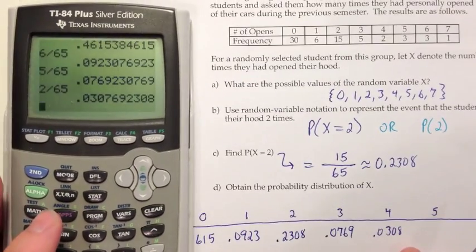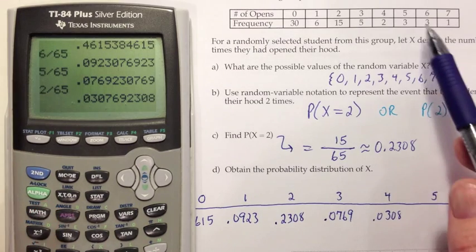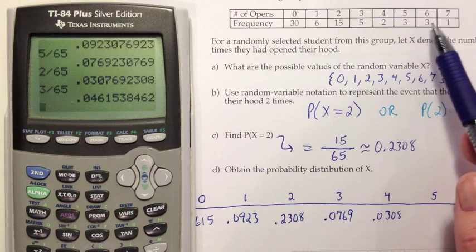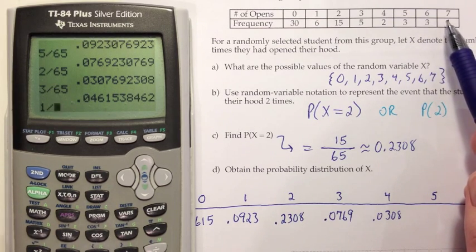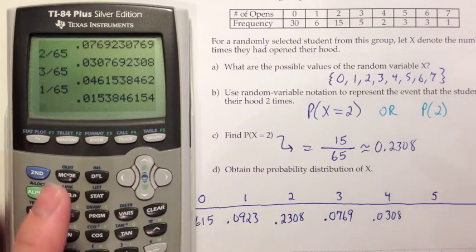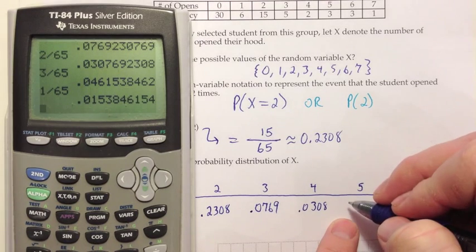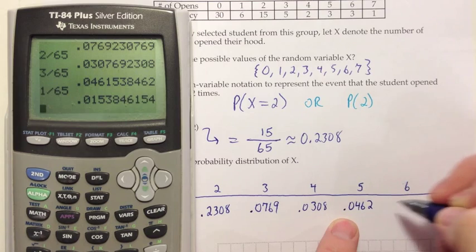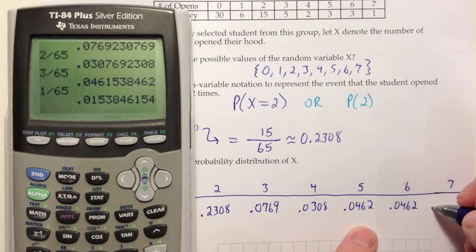And then we have a few more to calculate, so let me go ahead and do that real quick. So 5 hood opens happened 3 times, and that's the same as the probability of 6, so I don't need to calculate it again. And 7 hood openings only happened once. So then filling in those last few, the probability of 5 times opening the hood would be 0.0462. Same thing for the probability of 6. And the probability of 7 hood opens is 0.0154.